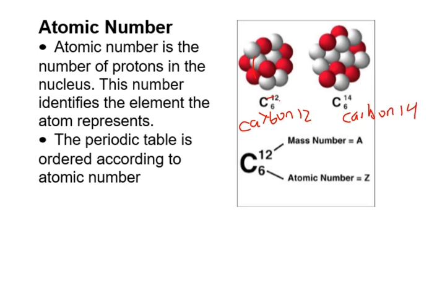Here's how that works. Carbon has to have 6 protons. Why does it have to have 6 protons? Well, because carbon is number 6. I guarantee you carbon has 6 protons. Otherwise, it's called something entirely different.